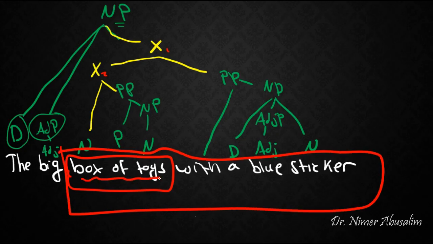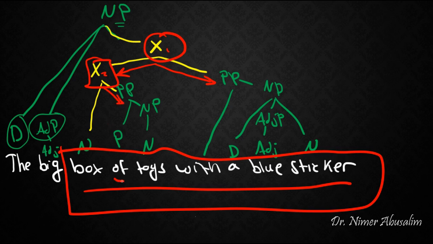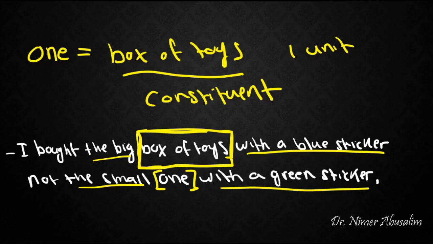Well, because box of toys forms a constituent which is called X2. Box of toys with a blue sticker forms a larger constituent which is called X1. Now notice then, X1 is made up out of X2 and the PP. These are the immediate constituents of X1. Then X2 divides up into the PP of toys and the head N, which is box. Now it kind of makes sense, doesn't it? Now we know why box of toys can be replaced with 1, because they form a constituent.